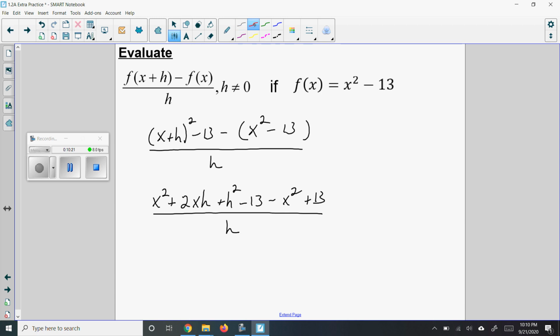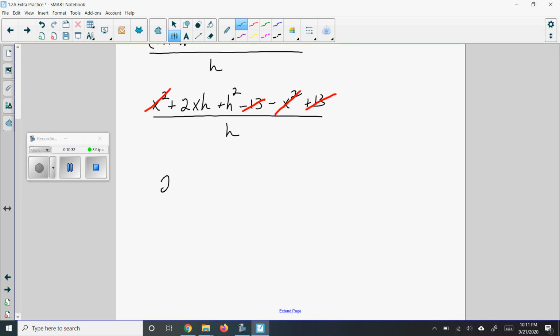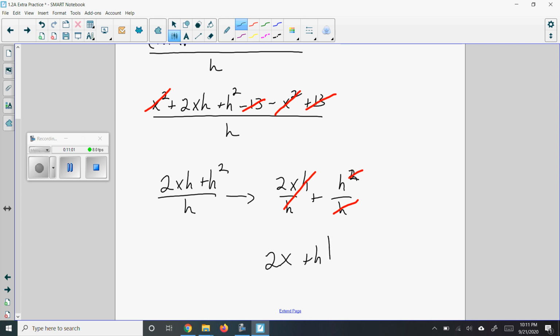Okay, now we'll get some cancellations. The x squareds will cross out, and the 13 and the negative 13 will cross out. So what we're left with is 2xh plus h squared all over h. Now, this is the same as saying 2xh over h plus h squared over h. And so now we'll get some more cancellations. These h's will cancel out, and this h will cross out one of these h's. So we'll end up with 2x plus h.